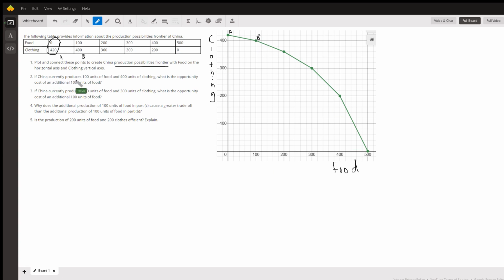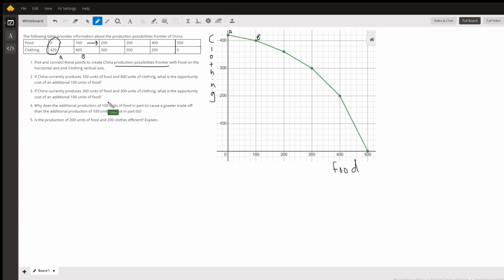Number 2, China currently produces 100 units of food and 400 units of clothing. So for right here, what is the opportunity cost of moving to here? So opportunity cost is what we give up. So we give up 40 units of clothing to do that. So that's that answer. Number 3, China produces 300 units of food, so now we're right here.